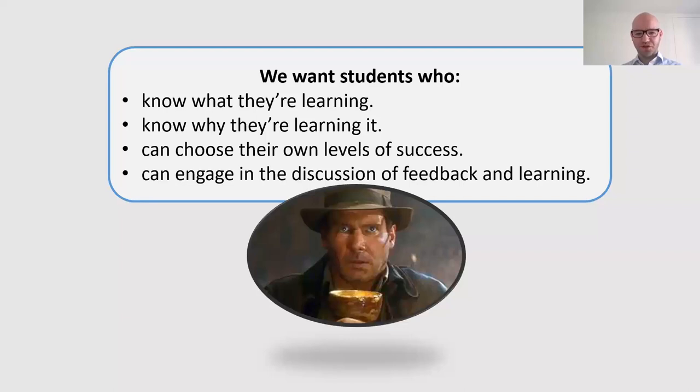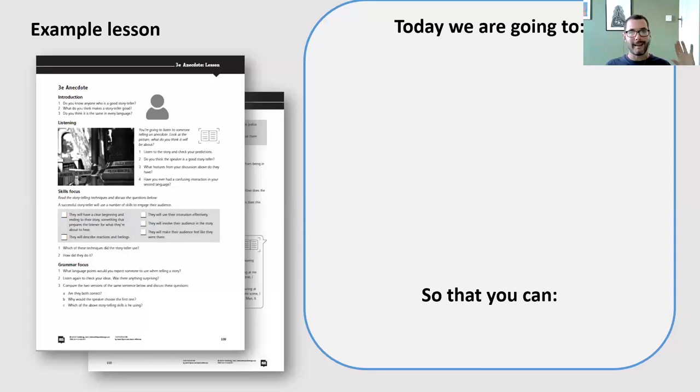We want students who can do all of these things. It's a big ask, but we don't think it's impossible. And we've been able to do it with our own classes. And it all starts for us with clear aims and objectives. So today we're going to use an example lesson. This is just a lesson on telling anecdotes. So I'm going to roll out the aims and objectives for what this lesson would be.